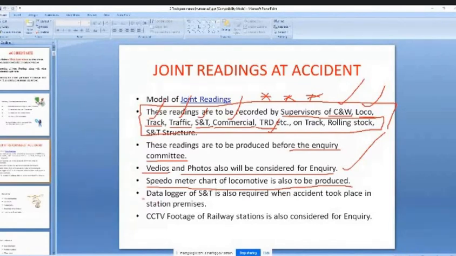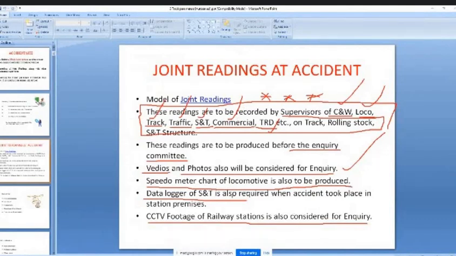Then SNT, if the accident has happened in the station premises, the data logger also is to be collected from the station data logger. Suppose there is some CCTV footage at the particular station, like Bangalore or Secunderabad, if it is available, they will collect it. Whoever gives the information, they will take it.